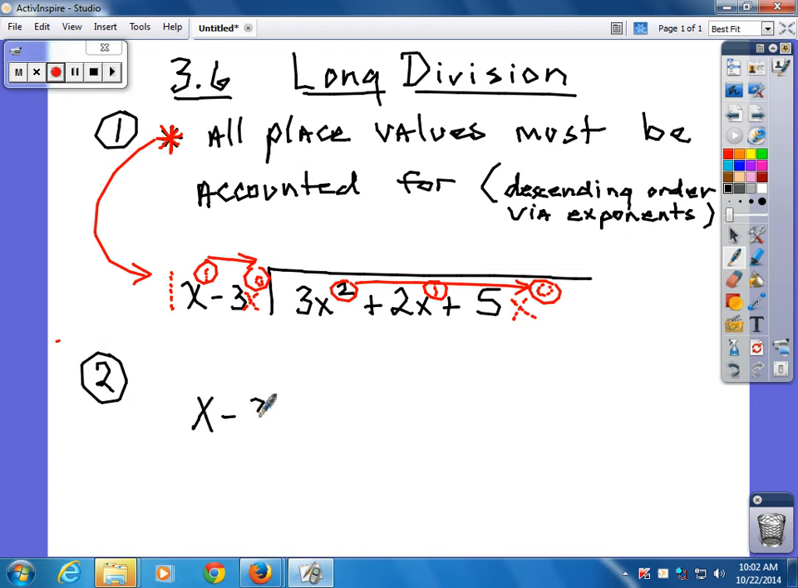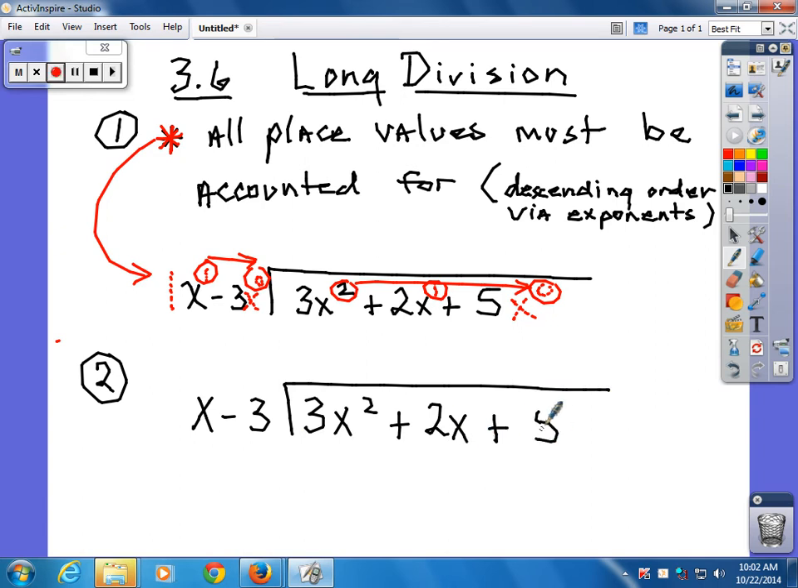x minus 3 into 3x squared plus 2x plus 5. Now I don't have to rewrite concerning the exponents because now we've checked it to make sure everything's in place. Now what I have to worry about is what do we concentrate on?